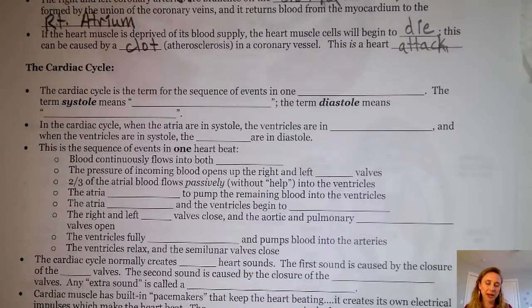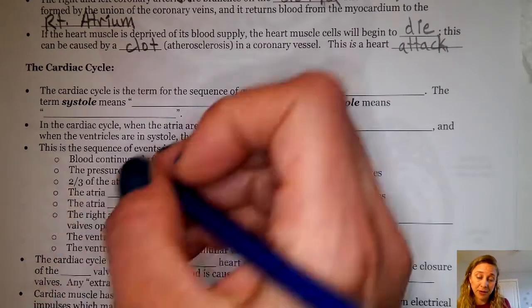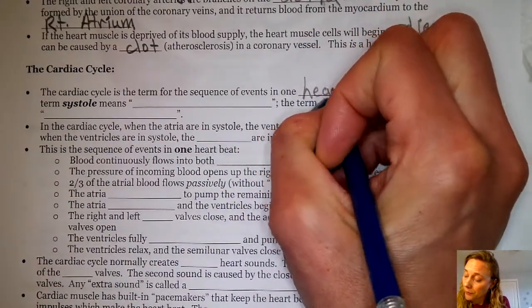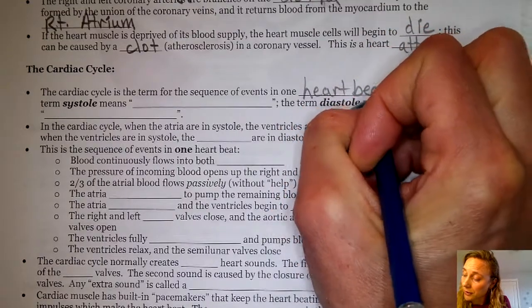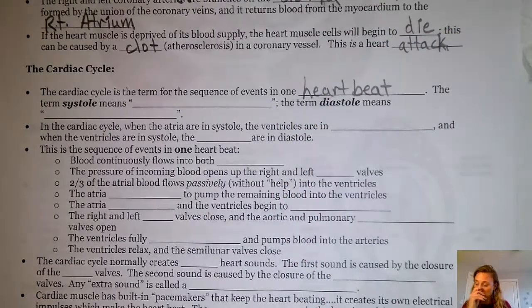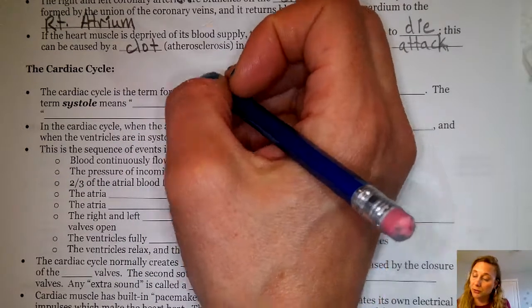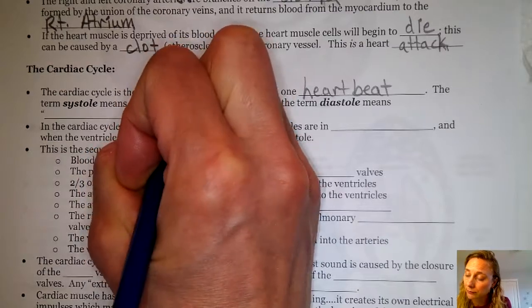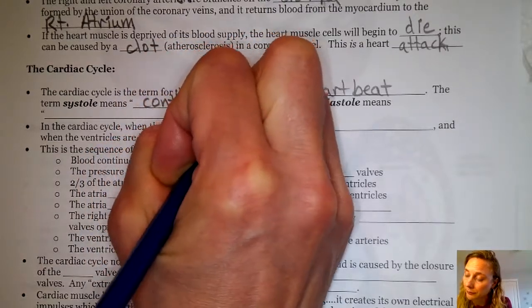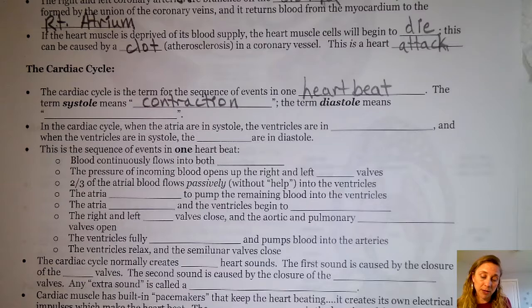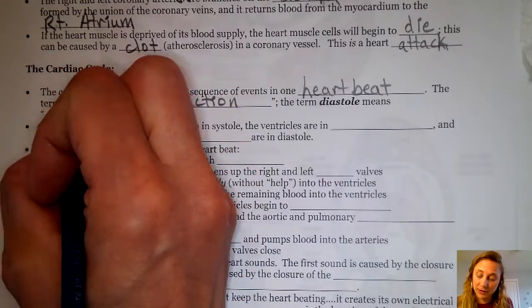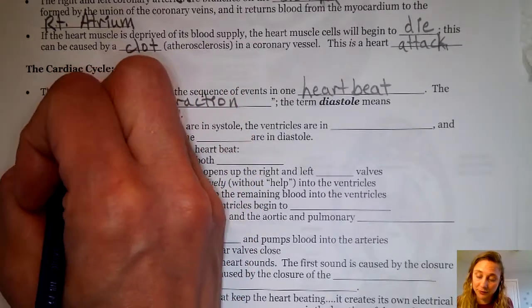Okay, so the cardiac cycle is a term for the sequence of events of one heartbeat. All right. So you kind of heard of systolic and diastolic. Those are the different pressures from contraction and relaxation. So systole means contraction, and diastole means relaxation. I always think dead diastole, that's as relaxed as you can get when you're dead.